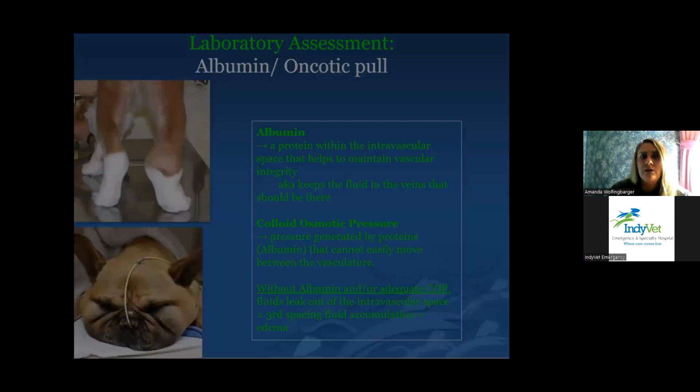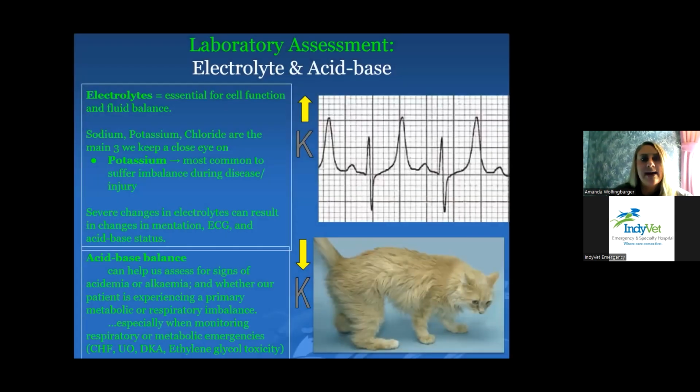And then electrolytes and acid-base. These are essential for cell function and fluid balance, and you can kind of see how these are all tying together a little bit. Sodium, potassium, and chloride are the main three that we are keeping a close eye on, just on our simple little lytes panel that we run. Potassium is the most common one that we see suffer imbalances with our critical kids.